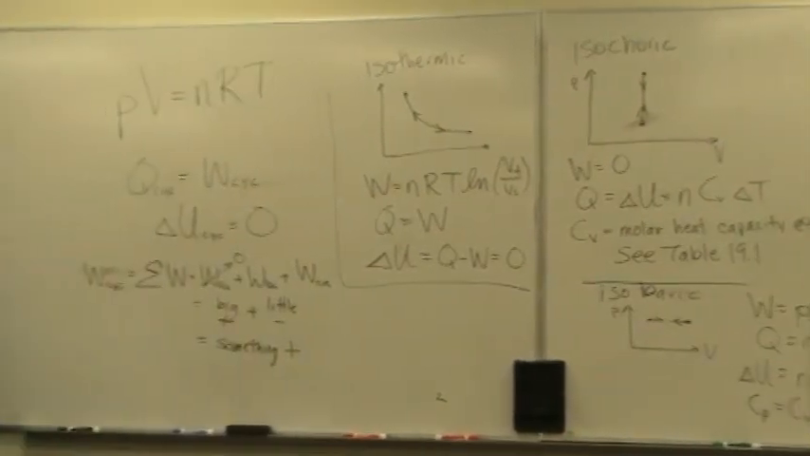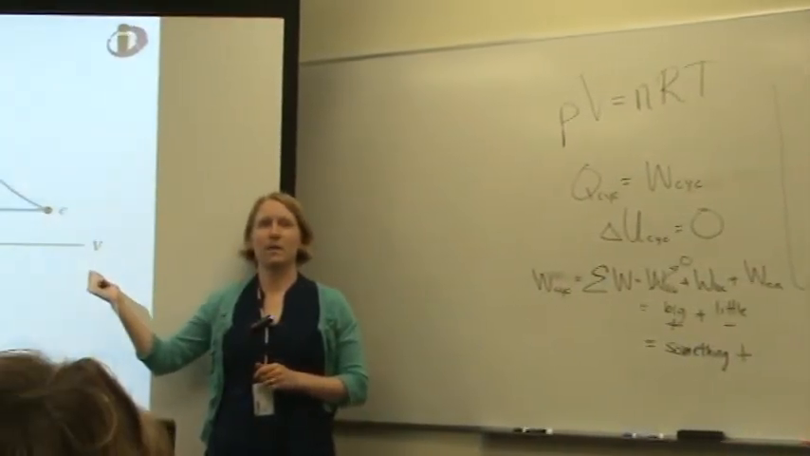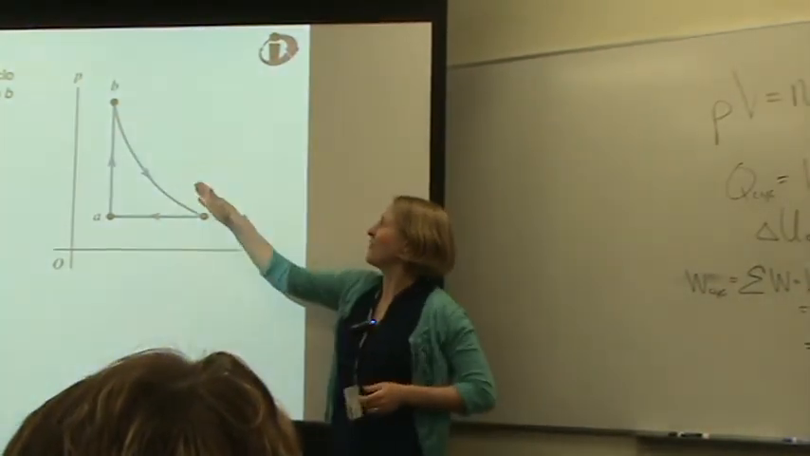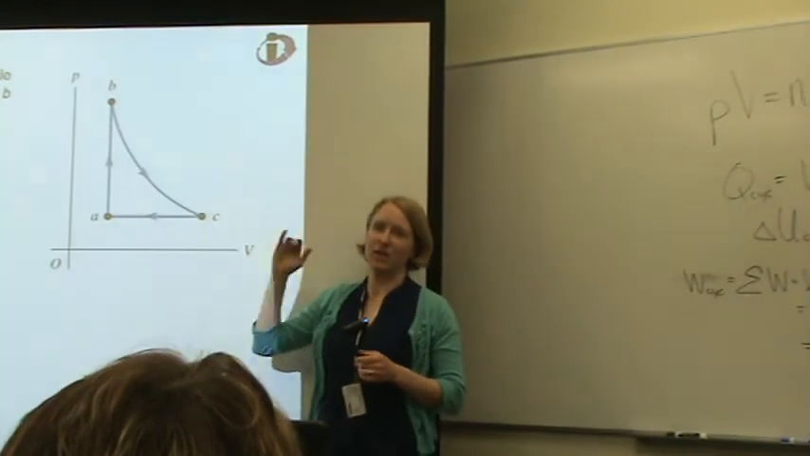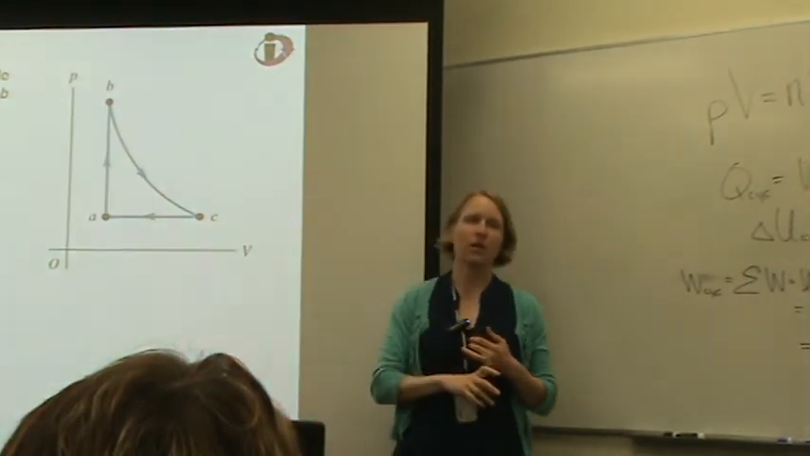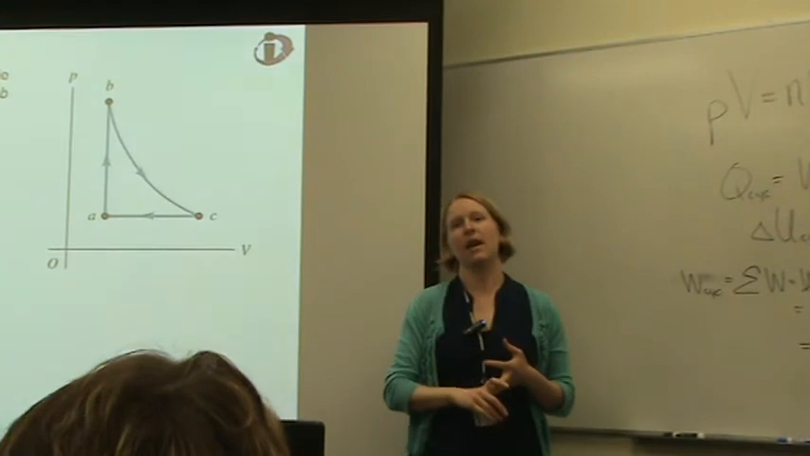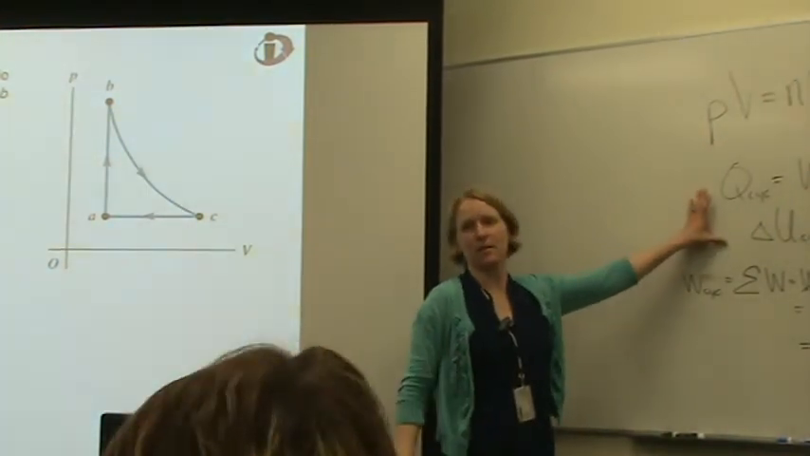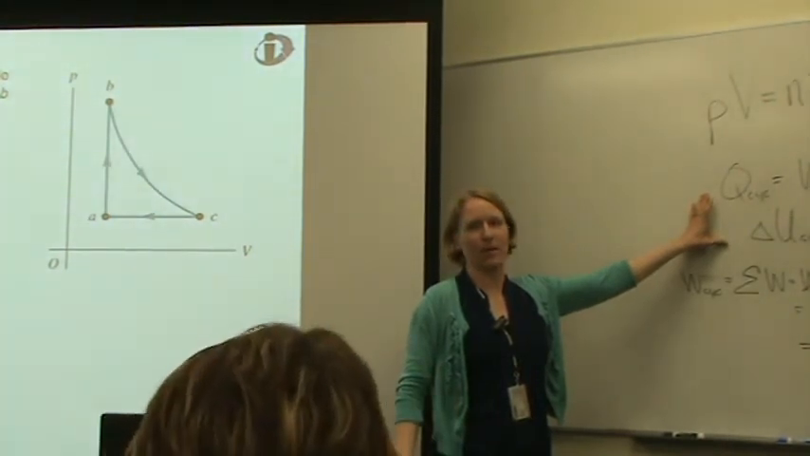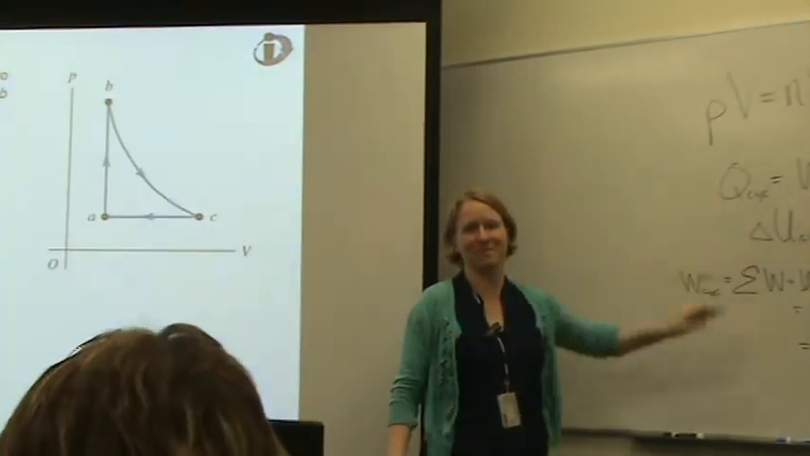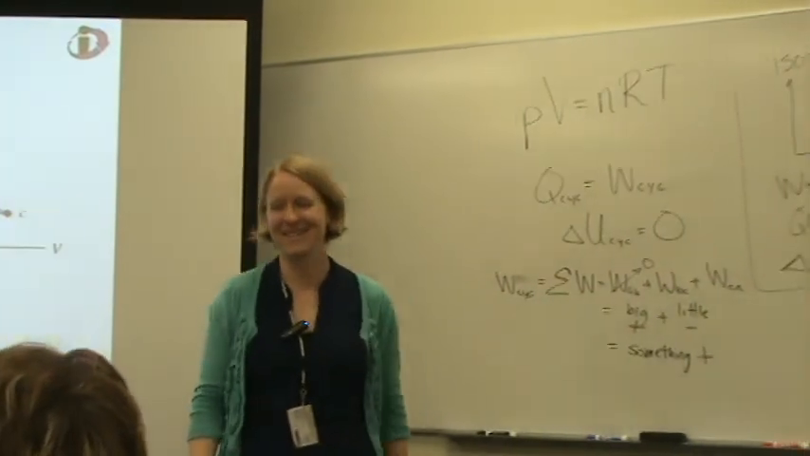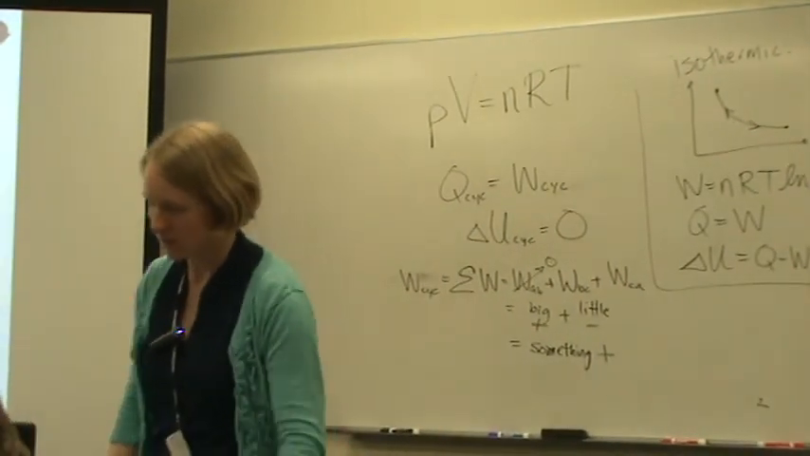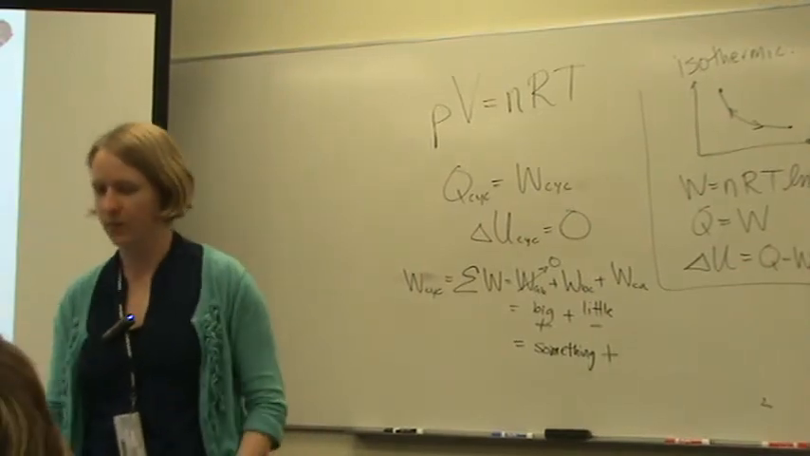Yeah, so this can be a workout problem too, where this is your worst nightmare, where for every single step you have to actually calculate a value for Q, W, and delta U, and then your very last step is to sum them up and make sure that you get this. I think you have a homework problem like that. So, yay! All right.